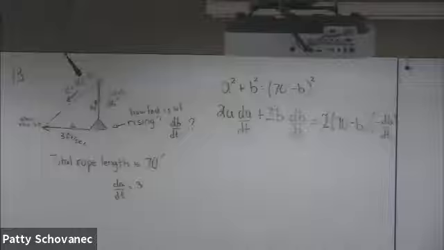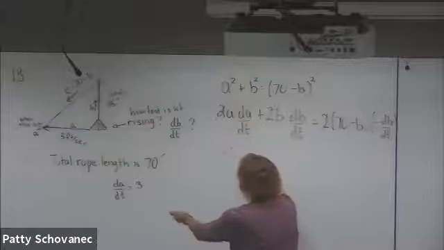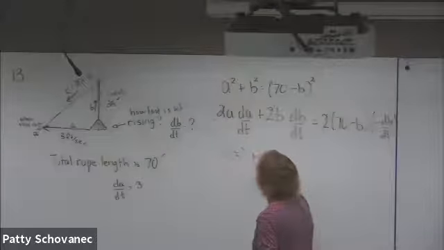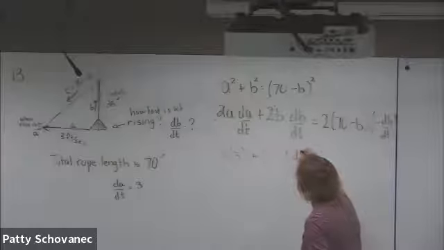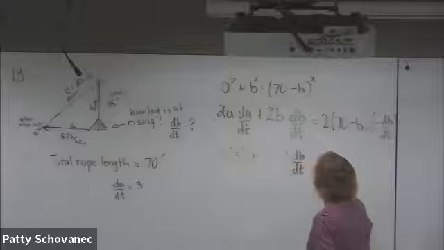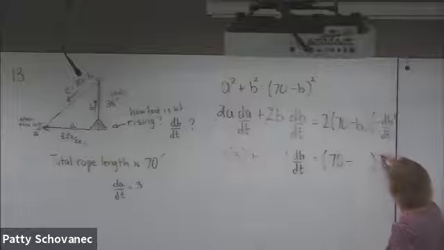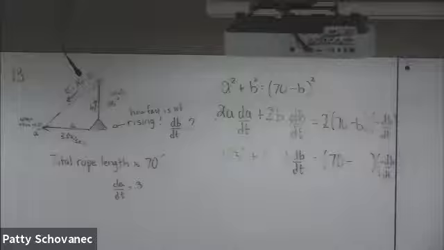Now let's see what we got. At some instant, A is going to be 10. So I'm going to put the 10 here. dA/dt is 3. B, we can figure that out. We will. So let's leave a gap for the B. dB/dt is what we're looking for. Again, we're going to have to figure out B, so let's leave a gap here. And then we've got minus dB/dt. Let's see if we can figure out what B's length is when he's walked 10 feet away.